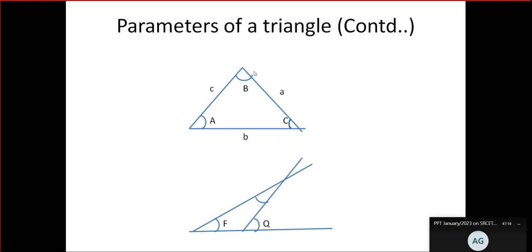Other parameters of a triangle. See here, gentlemen, this is a triangle. Of course, sometimes you may come across a relation relating all sides and angles: a by sin A equal to b by sin B. Suppose you know a, you know sin A, you know b, you know sin B, using this relation you can find out the unknown like that. This is coming.